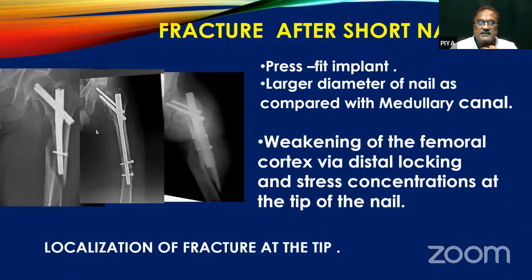Another example, a fracture after a short nail; you will find the majority are seen in the wet subgroup. We will get a stress fracture at the tip of the nail, whatever implant you use, whether a two-screw system, a single-screw system, or even an anatomical nail. A press-fit implant, a larger diameter of the nail as compared with the medullary canal, weakening of the femoral cortex via distal locking, as you can see here, and stress concentration at the tip of the nail: localization of the fracture is the majority of the time at the tip.